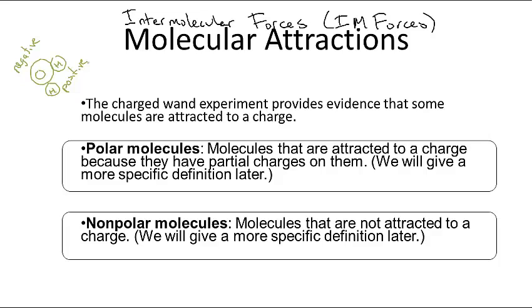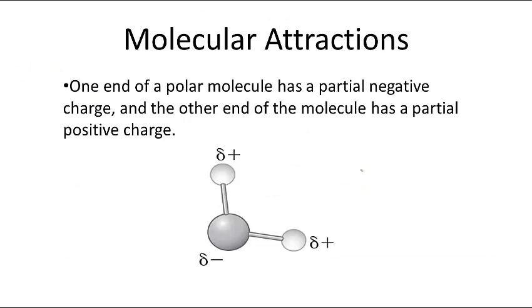Now, we could classify the substances we tested today in two different ways. We have polar molecules, and those are those that are attracted to the wand, so they have partial charges on them. And nonpolar molecules, they don't have a charge. So we can separate our molecules between polar and nonpolar. So the key idea here is that one end of a polar molecule has a partial negative charge and the other has a partial positive charge.